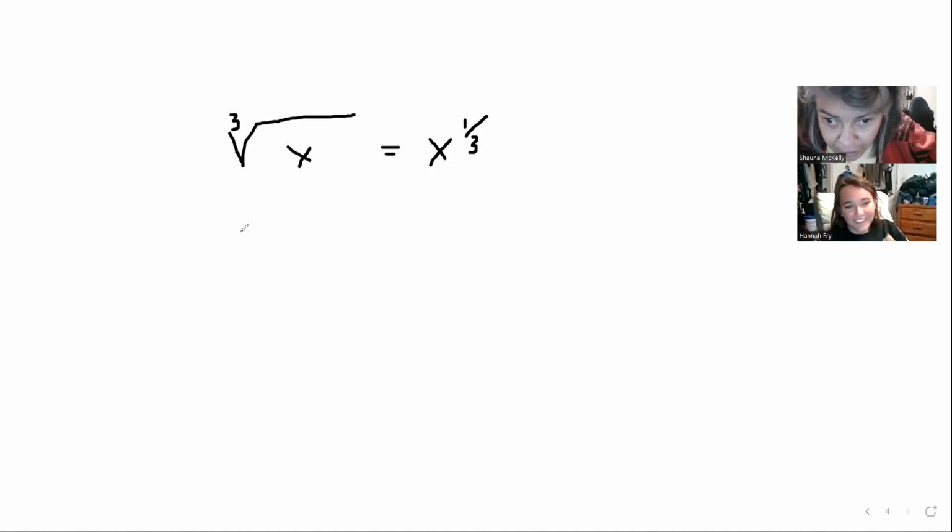Now, not that you're necessarily going to see this, but what if you saw a 3 here and a 4 here? It's x to the 3/4. The outside number goes on the bottom, right? So this is x to the 3/4.